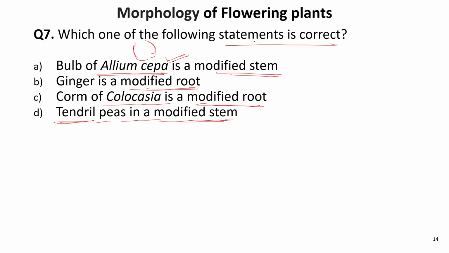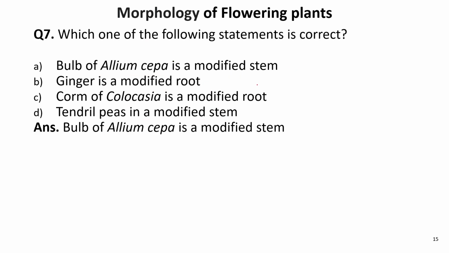So which one of the following statements is correct? Ginger is not a modified root. It is a modified stem. In peas, tendrils come from the leaf, not the stem. And corm of colocasia is a modified stem, not a root. So the first one, the bulb of Allium cepa is a modified stem, is the correct answer.